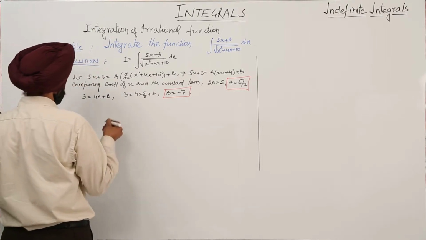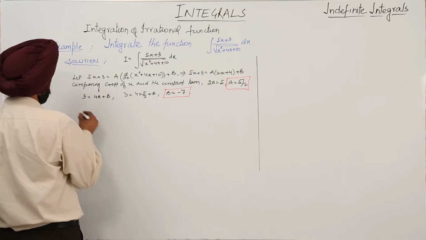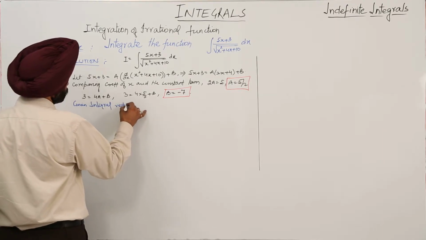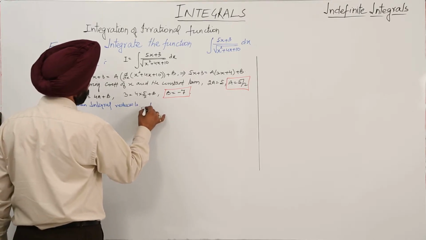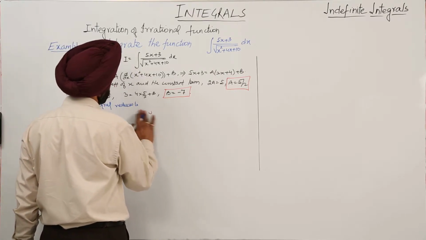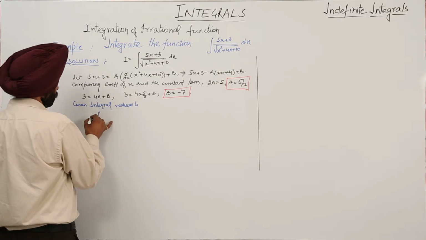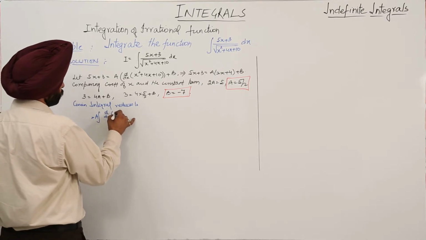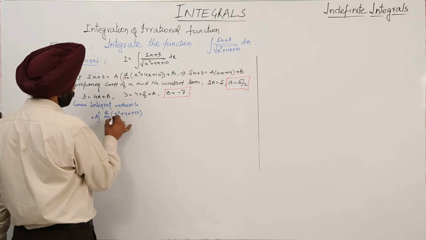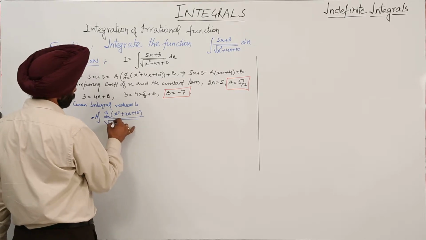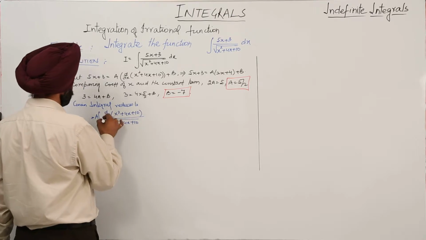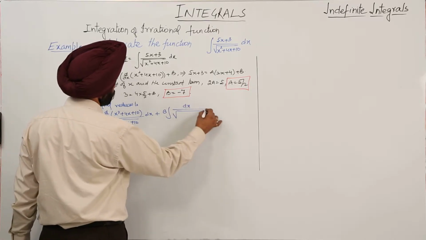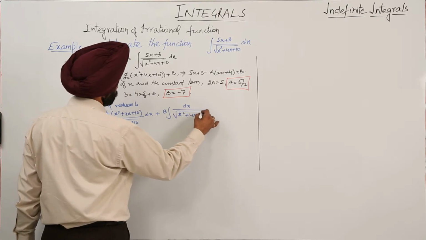Now the given integral reduces to integration of a with d by dx of (x square + 4x + 10) upon square root of (x square + 4x + 10) dx plus b times integration of dx upon under square root of (x square + 4x + 10).